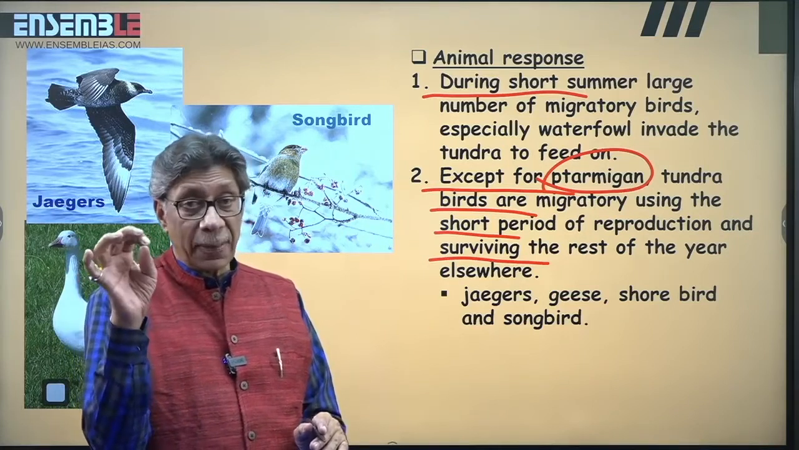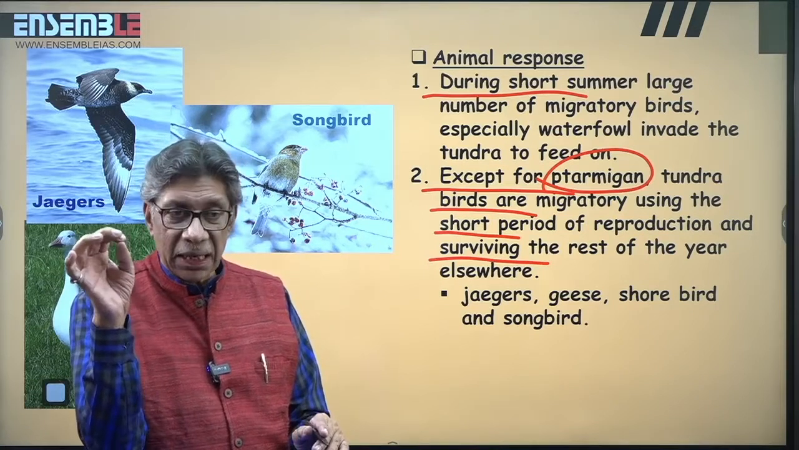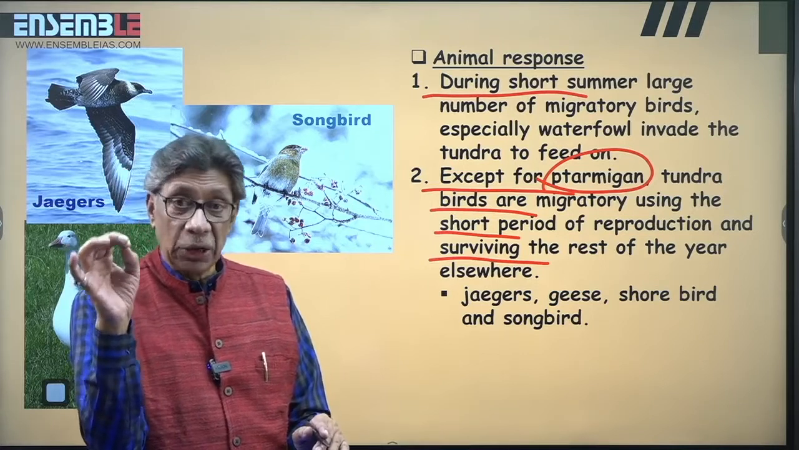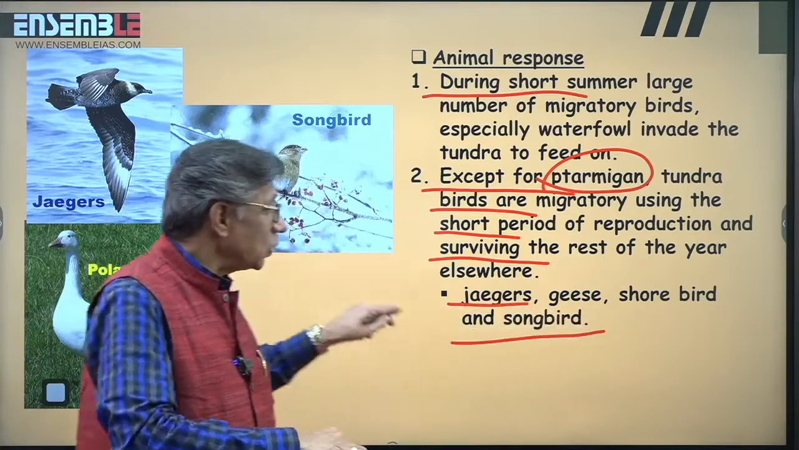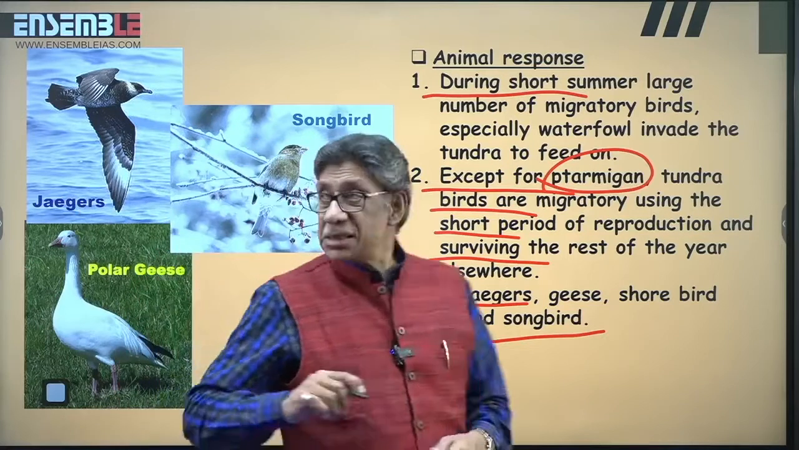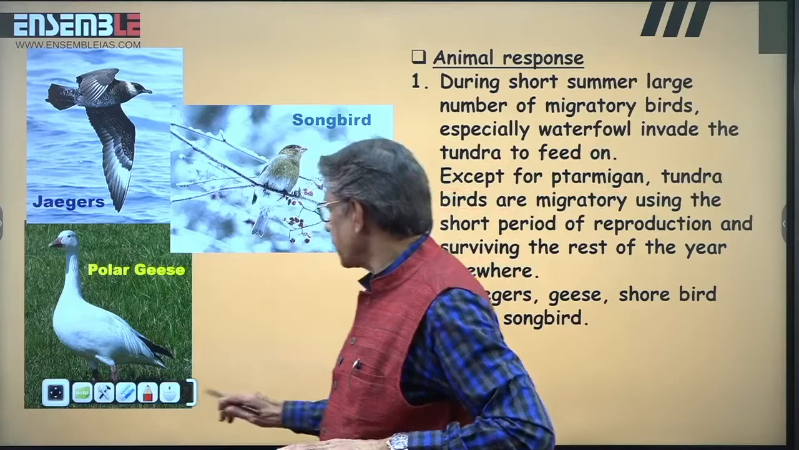Then there is the Peregrine falcon, which is the fastest bird in the world, which can travel at a speed of some 230-40 kilometers per hour. Jaegers, geese, shorebirds, and songbirds are going to be significant. This is the songbird, then the jaegers, and the polar geese as well.